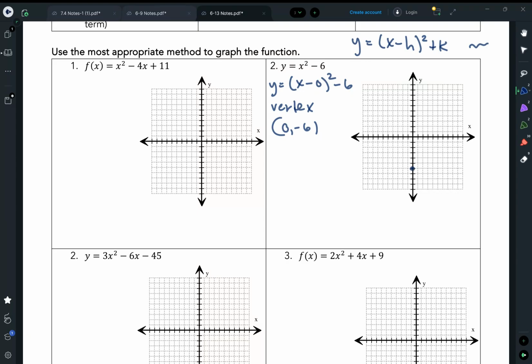So I start at 0, negative 6. My graphing pattern's 1, 3, 5, 7. So I'm going to quickly get some points on here.